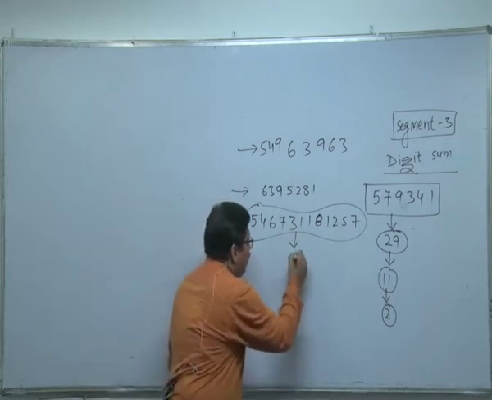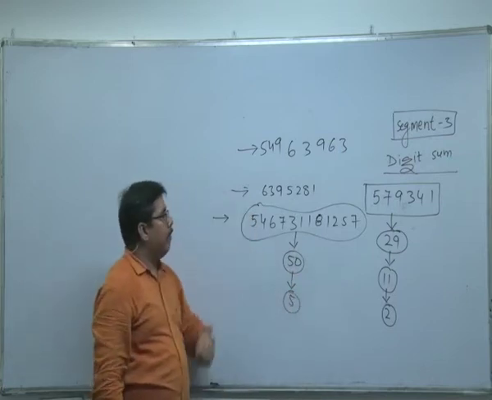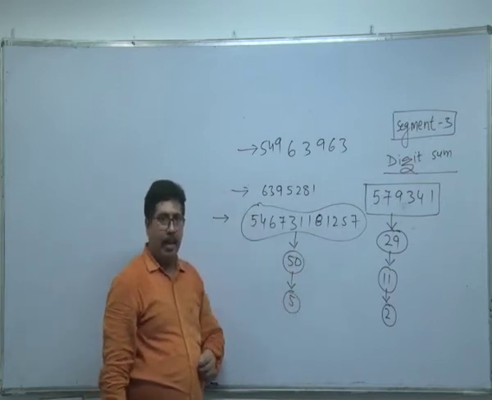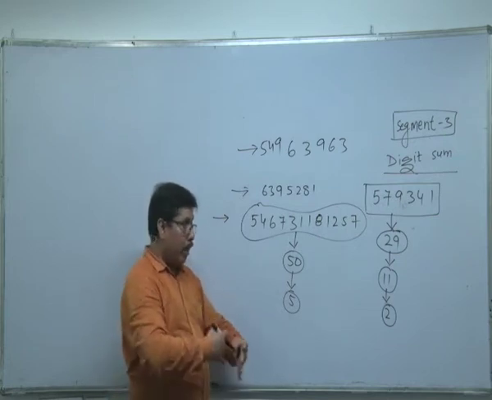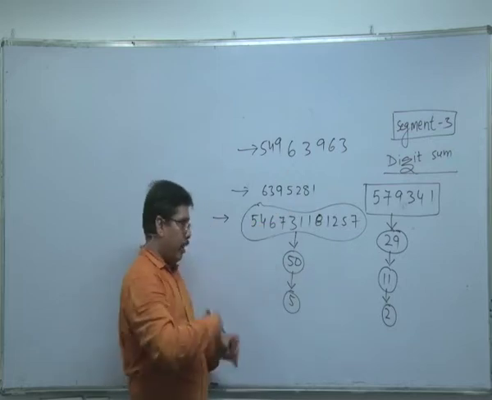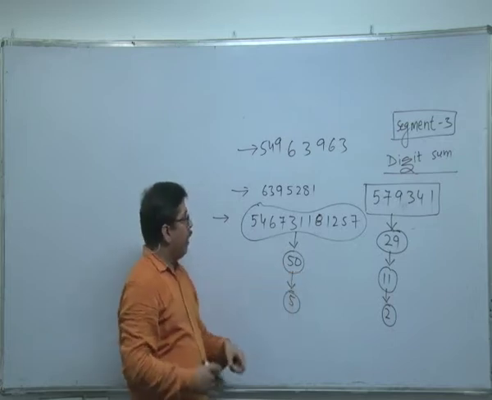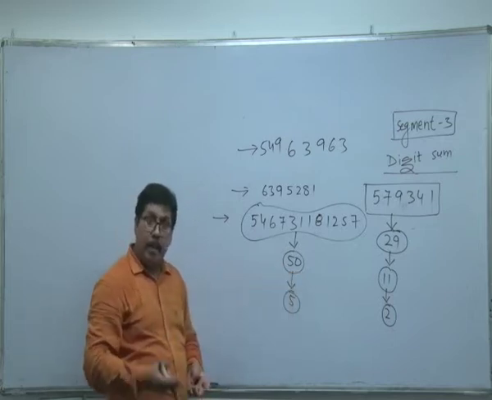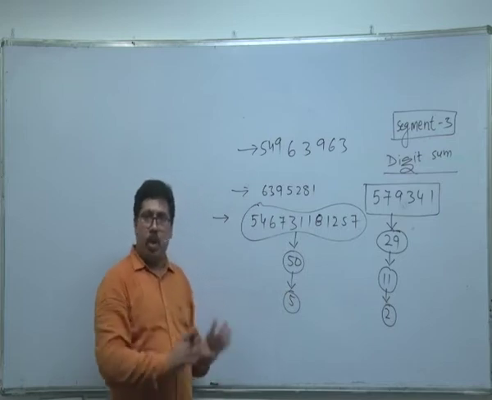But what is your digit sum? Digit sum is 5. If this big number is divided by 9, my remainder is 5. But do I really require all this calculation? Do I really require the exact sum? We can easily calculate the digit sum by ignoring 9 as many times as it is appearing in your original number.